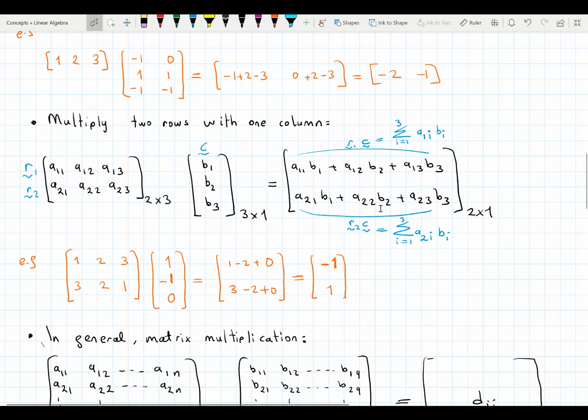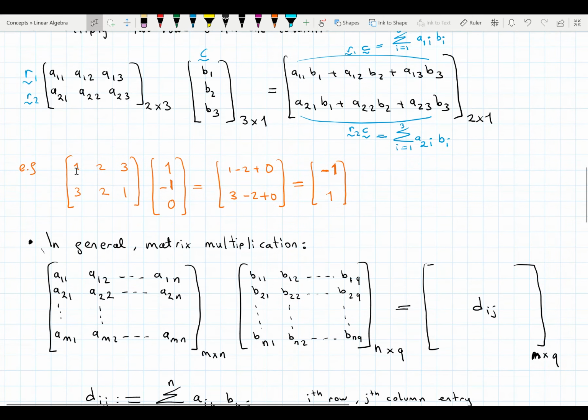So that's the multiplication. Let's practice with the numbers 1, 2, 3, 3, 2, 1, 1, minus 1, 0. So this is 1 minus 2 plus 0. That's the first entry. That's 3 minus 2, 0. That's the second one here. So this one is minus 1. This one is 1. Since we have 2 rows, 3 columns, and 3 rows, 1 column, we have 2 rows, 1 column, which is that entry.